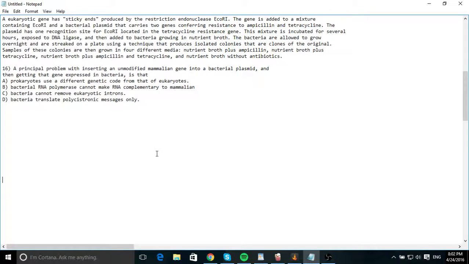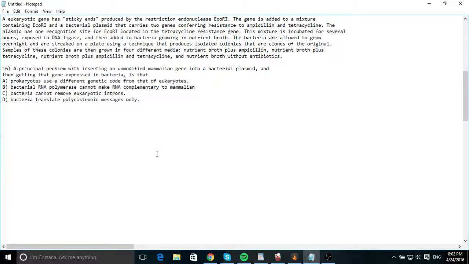This mixture is incubated for several hours, exposed to DNA ligase, and then added to bacteria growing in nutrient broth. The bacteria are allowed to grow overnight and are streaked on a plate using a technique that produces isolated colonies that are clones of the original. Samples of these colonies are then grown in 4 different mediums. Nutrient broth plus ampicillin, nutrient broth plus tetracycline, nutrient broth plus ampicillin and tetracycline, and nutrient broth without antibiotics.